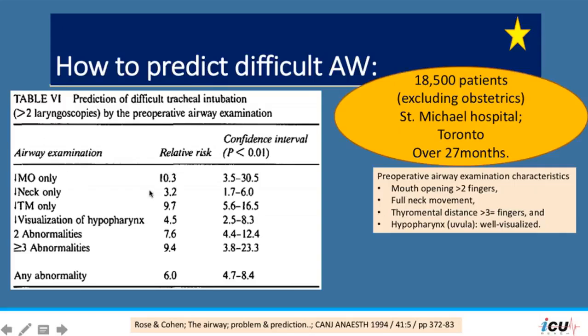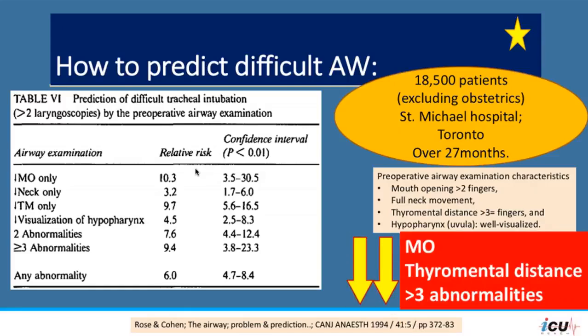And they found a significant increase in the relative risk of the incidence of difficult intubation if there was reduced mouth opening, reduced thyromental distance, reduced neck mobility, or if there was a presence of more than 3 abnormalities.